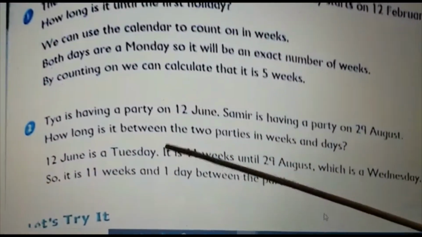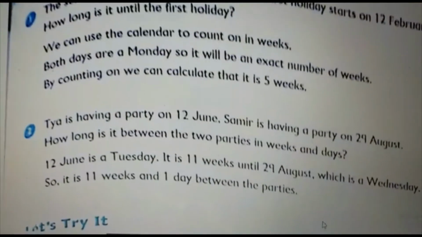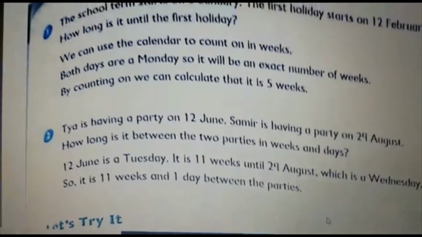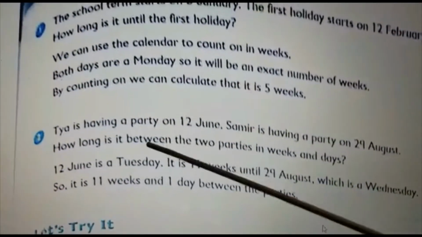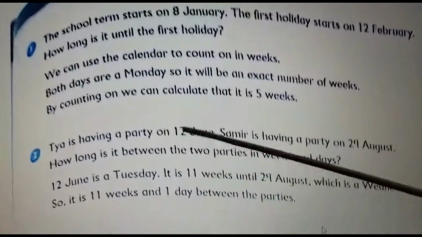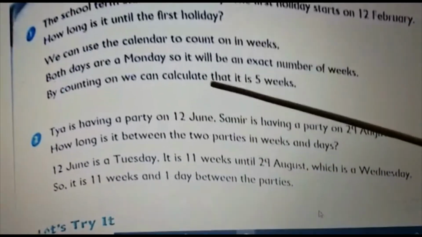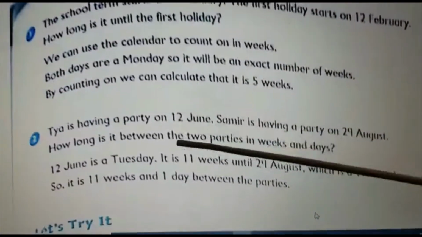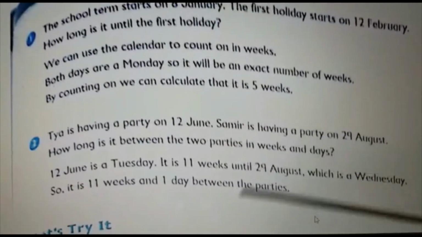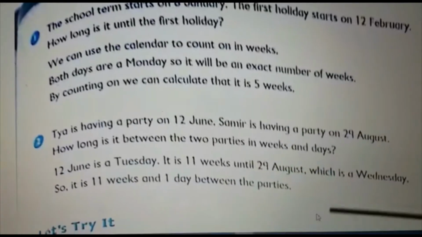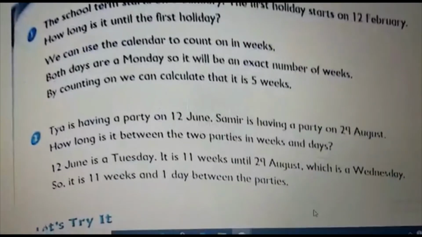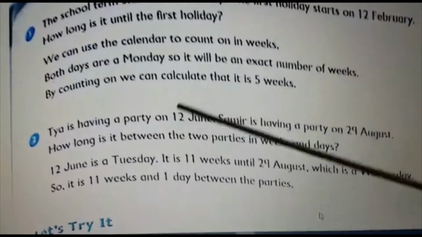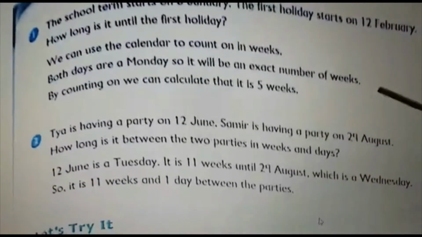How long is it between the two parties in weeks and days? So what's the question? How long between the two parties? So it is in between these two. So whether we need to count the 12th June and 29th August, no need to count them. Actually, in the explanation given here, there is a mistake. They are already counted one day. It is not required. We should not count 12th June and 29th August.